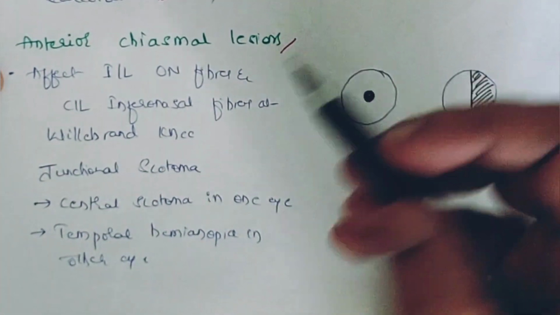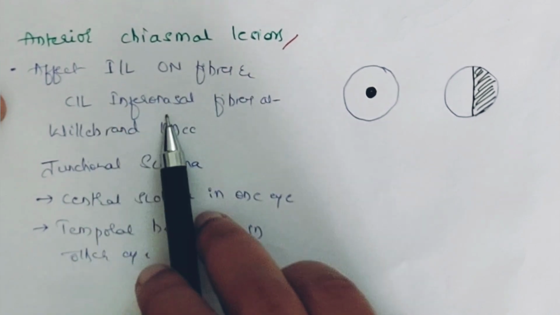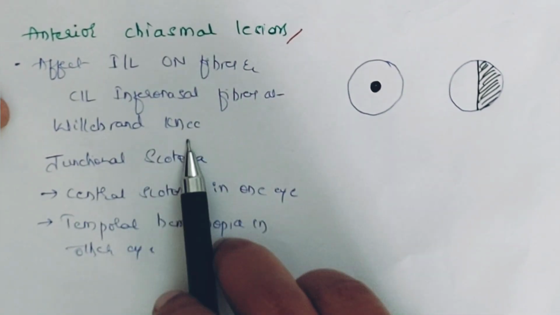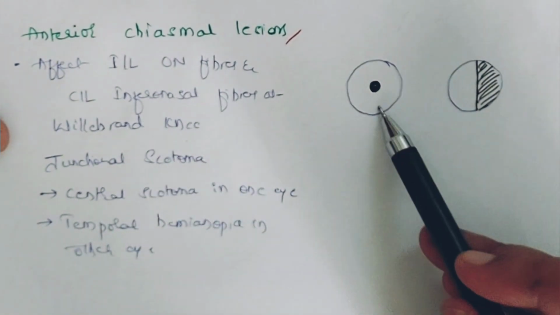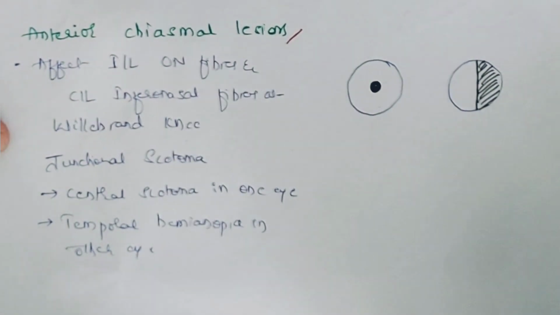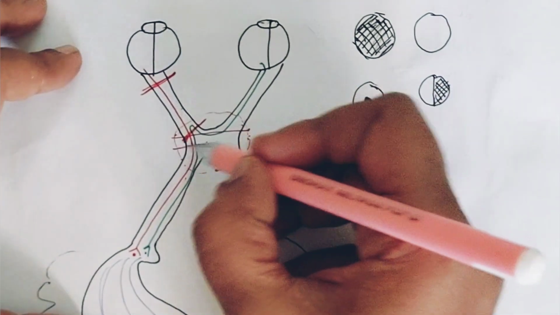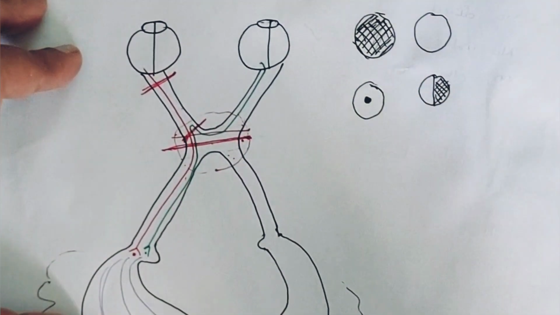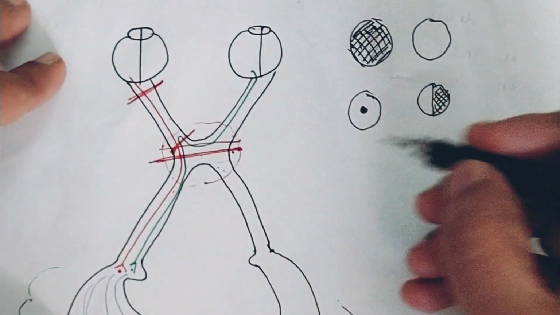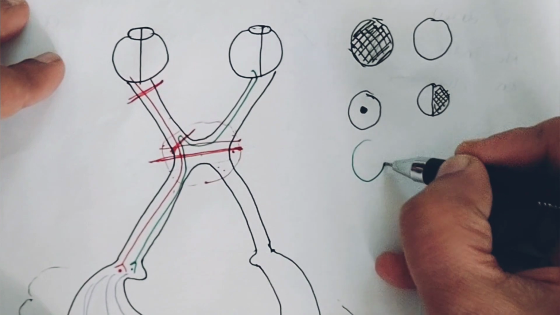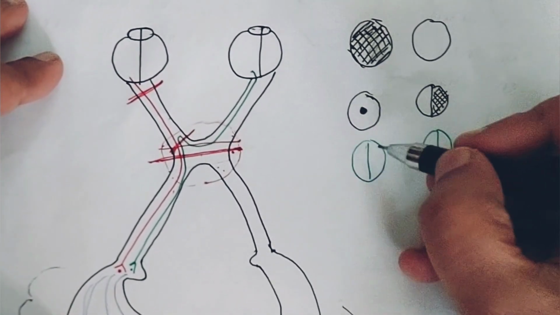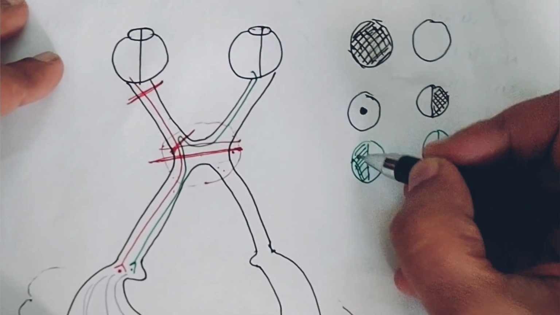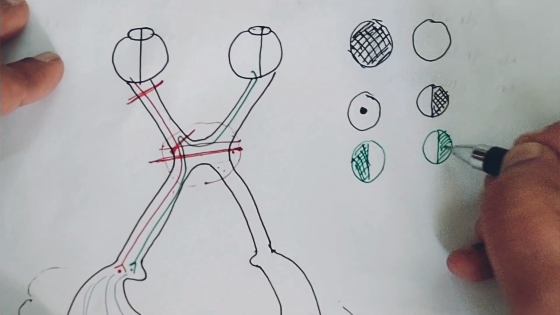So here patient will have ipsilateral optic nerve fibers and the contralateral inferonasal fibers at the von Willebrand's knee which are affected. So patient will have junctional scotoma, that is central scotoma in one eye and the temporal hemianopia in the other eye. So the next affection is the middle part of the optic chiasma, that is the body of the optic chiasma. So whenever the center of the chiasma is involved, that too from the medial side, the patient will have bitemporal hemianopia. So this is the field effect what you get whenever there is middle chiasmal lesions.